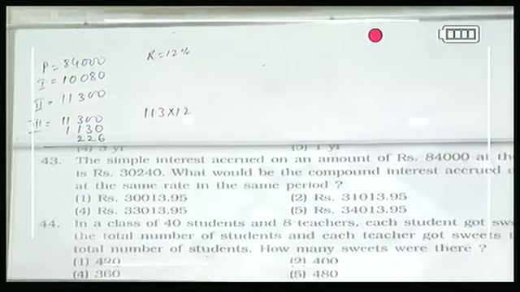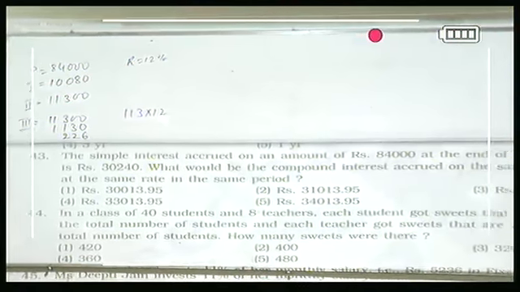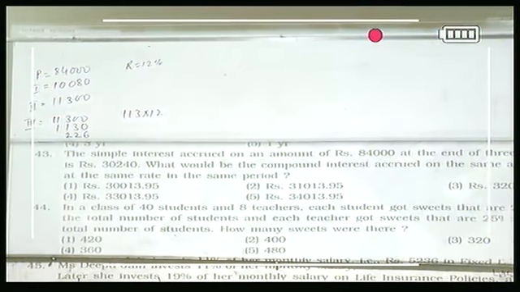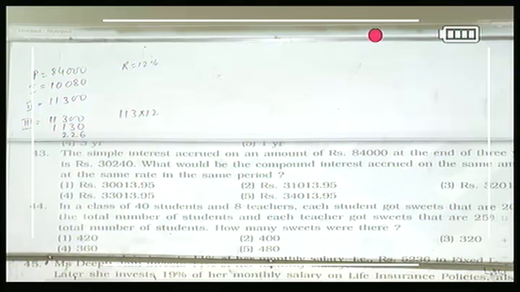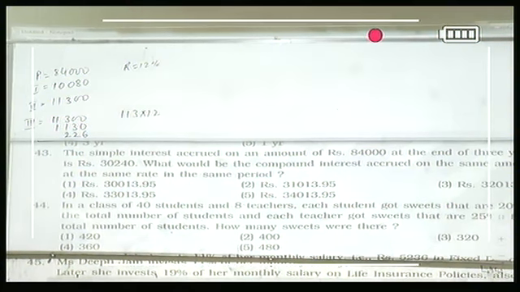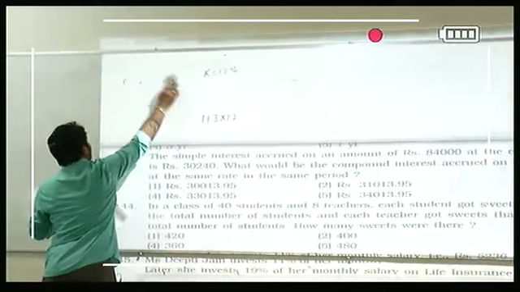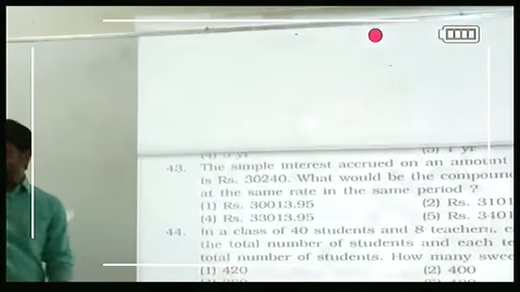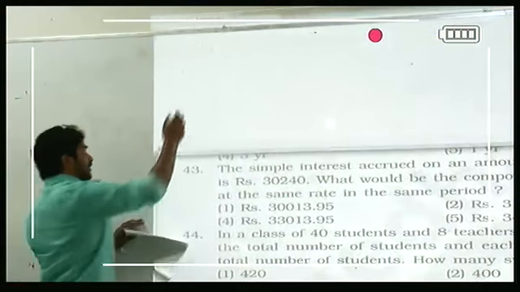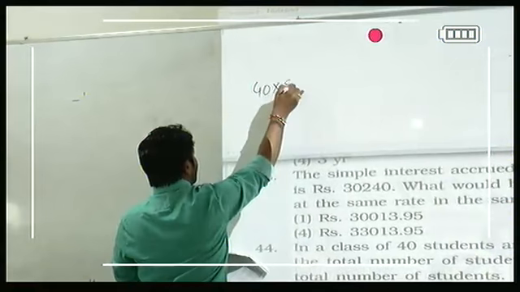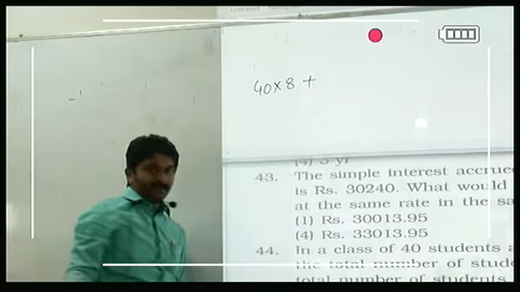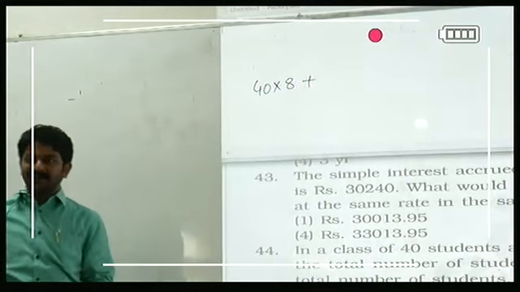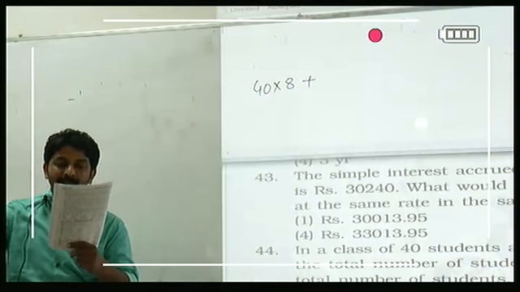Next. In a class of 40 students and 8 teachers, each student got sweets that were 20% of the total number of students. How many students do we have? 40 students. Out of 40, what is 20%? 8. So each student is getting 8 chocolates. So the total number of chocolates distributed among students is going to be 40 into 8, because 40 students are there and each is getting 8.